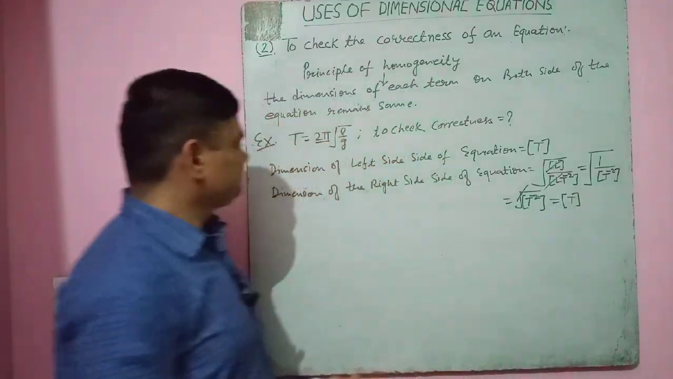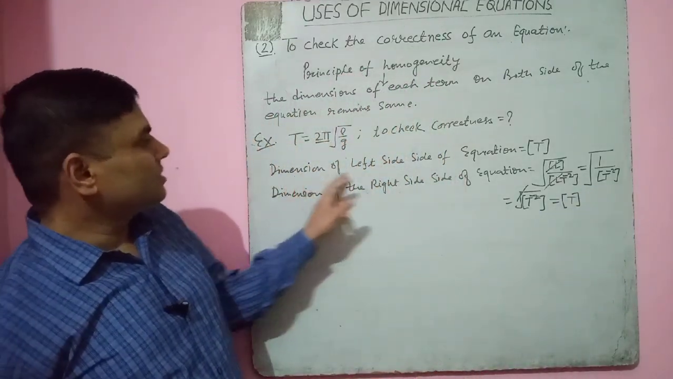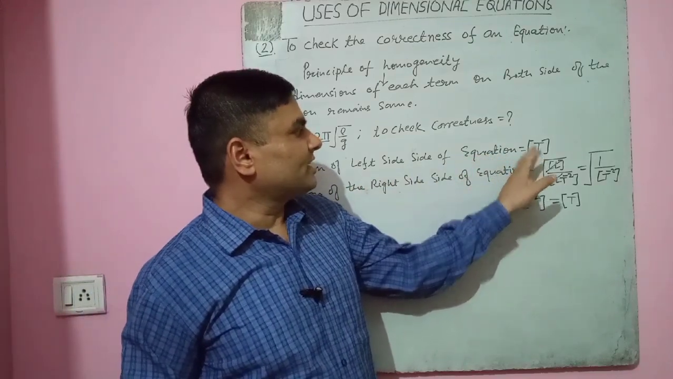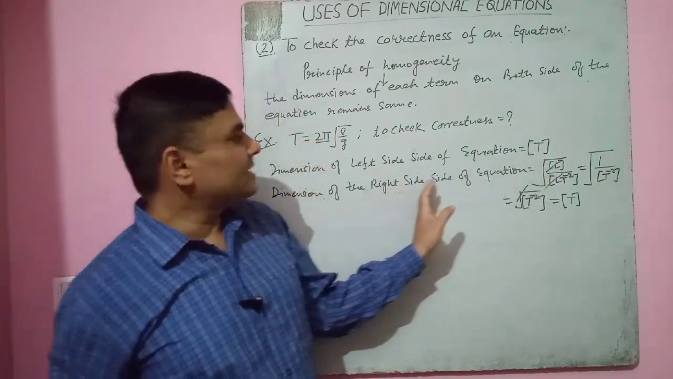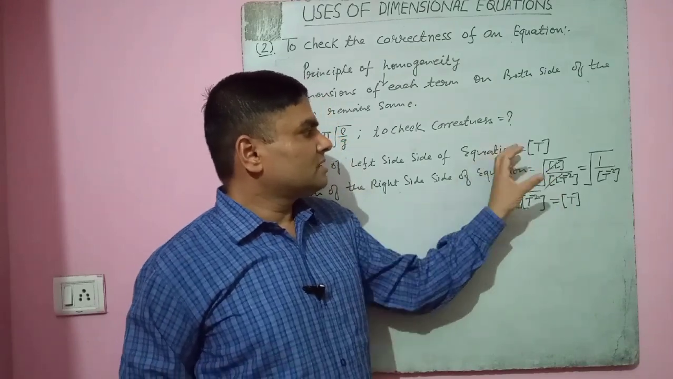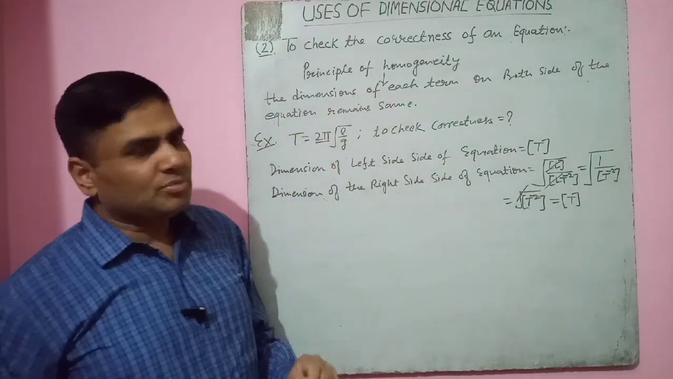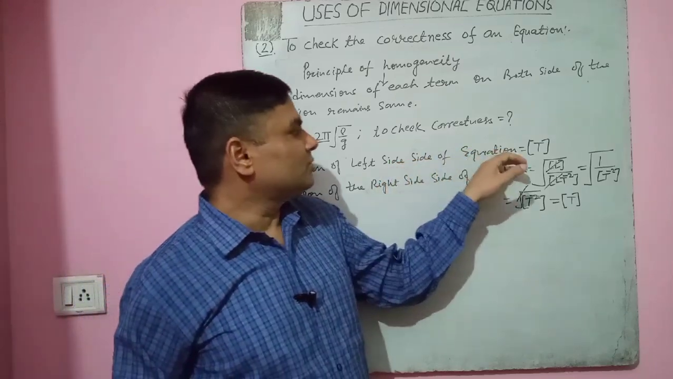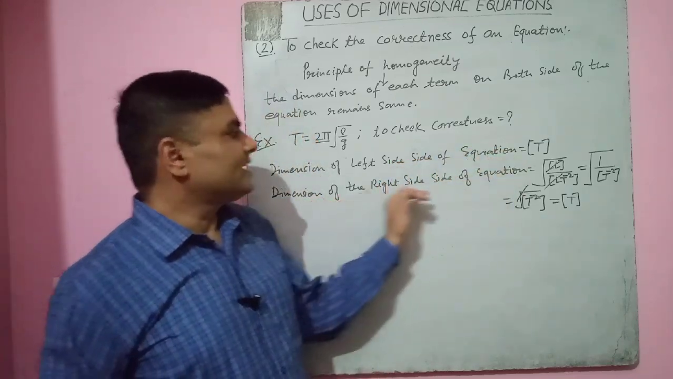Hence we can say that the dimension of the left side is square bracket T and the dimension of the right side of the equation is square bracket T. From this we can say that the equation is correct because the dimension of the left side of the equation is equal to the dimension of the right side of the equation.